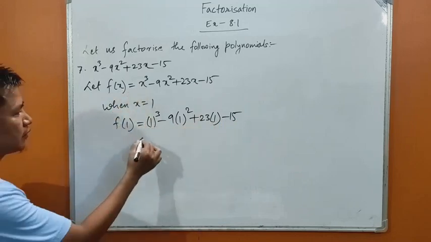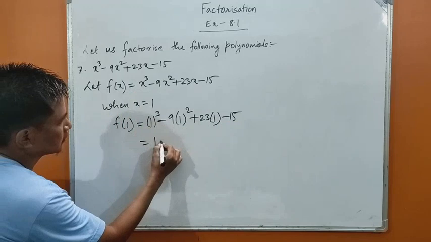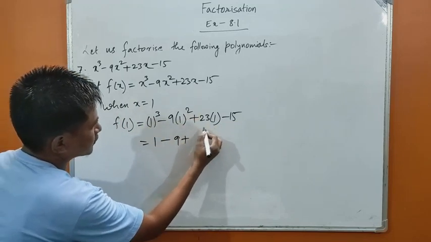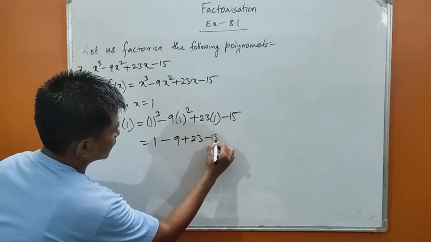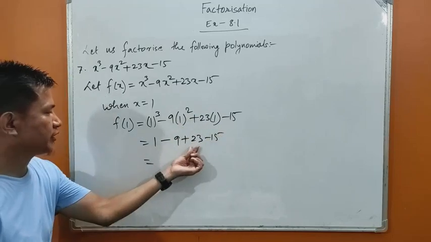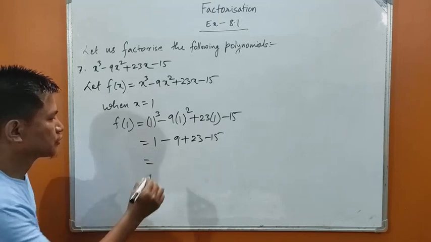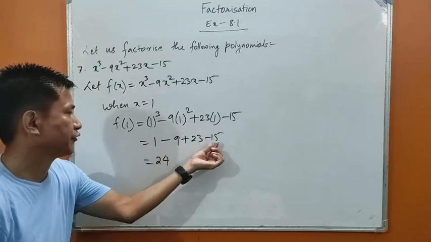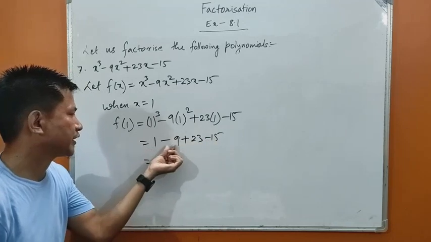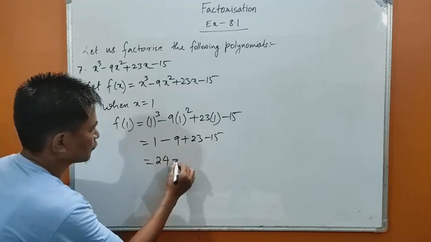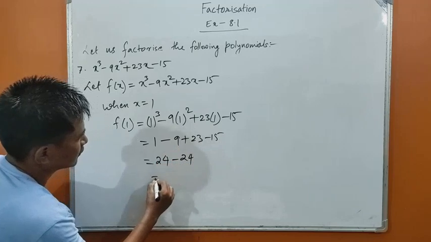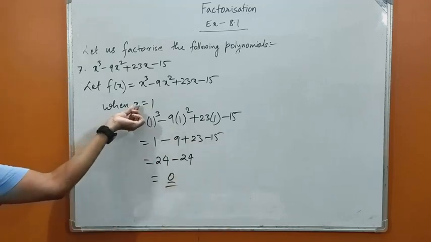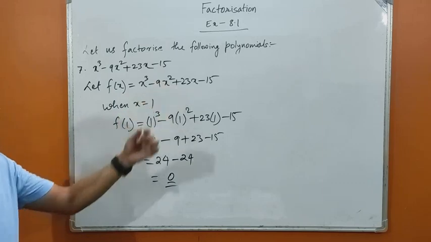Now 1 cube means 1, minus 1 squared is 1, 1 into 9 is 9, plus 23 ones are 23, minus 15. Now we have 23 and 1 positive, so 23 plus 1 is 24, and 15 is negative and 9 is also negative. Minus 9 minus 15 is minus 24, isn't it? So 24 minus 24 is 0. So that means when x equals 1, this expression becomes 0.